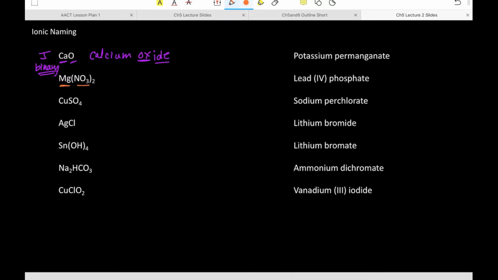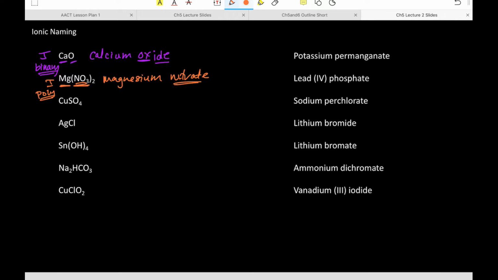Next up, we have this one. So we have a metal stuck to a polyatomic ion. Where does that metal come from? This is a type 1 because magnesium comes from group 2. Is it binary or polyatomic? It is a polyatomic, which means we'll use the full name of that polyatomic ion when we get there. So this one is magnesium, and here we don't change endings. NO3 is called nitrate, so nitrate is what we end the compound with, all right?